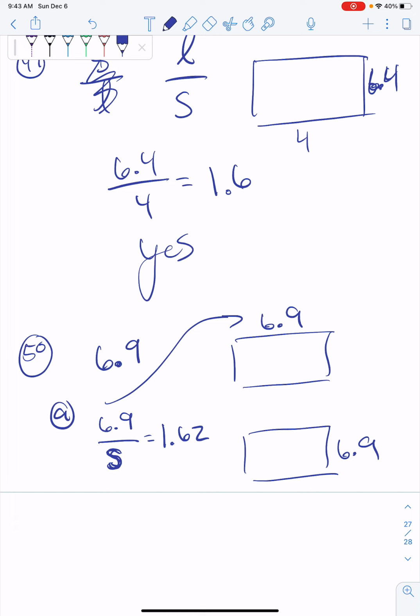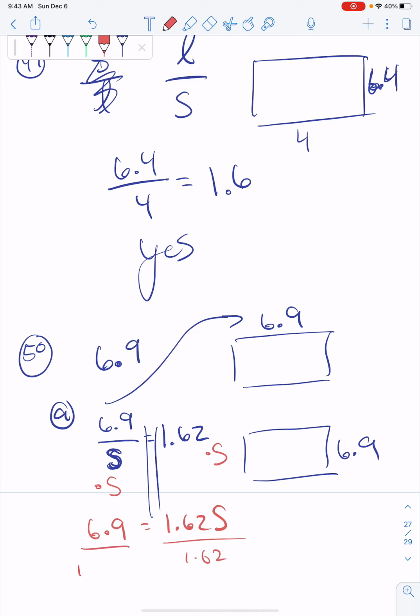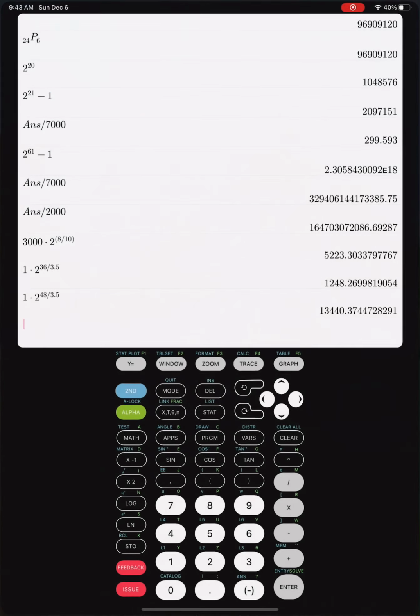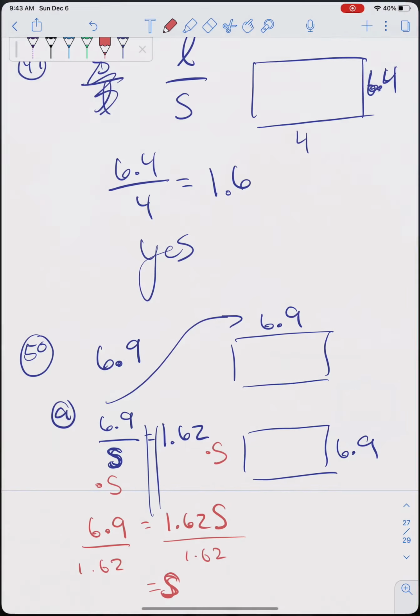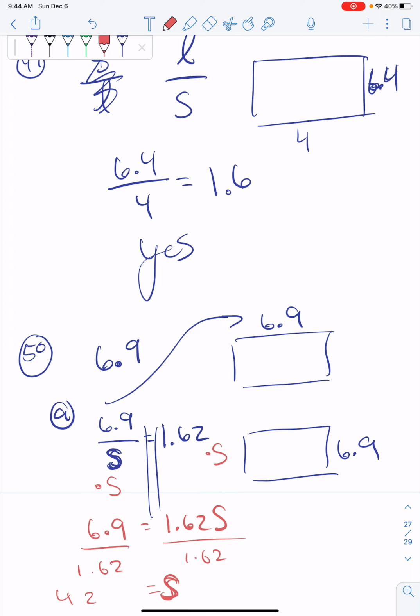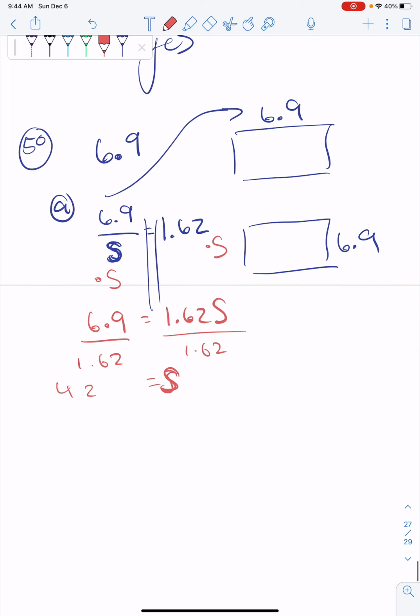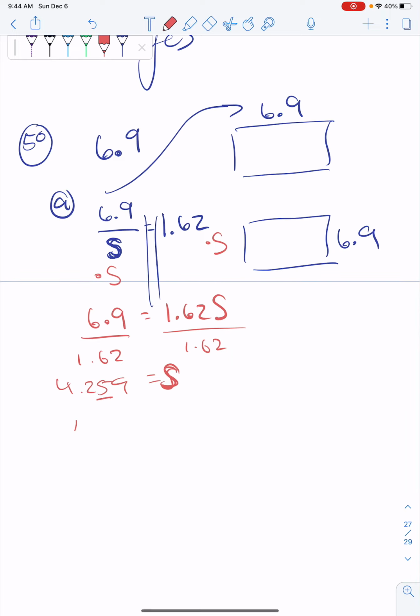So to figure out what's on the bottom, I've got to do my railroad track thing. It's been a while. I'm going to multiply S on both sides. So I get 6.9 equals 1.62 S. And then I'm going to divide by 1.62 to get my short side. So 6.9 divided by 1.62. Enter 4.259. And it wants me to round to 2 decimal places. So 4.26 would be my short side.